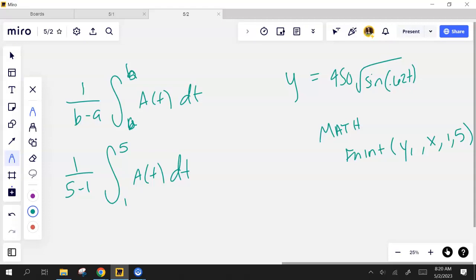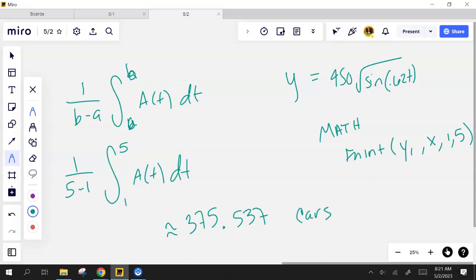375. So approximately 375. Remember how many decimal places do I need to go out for 3? So point what? 537 cars.